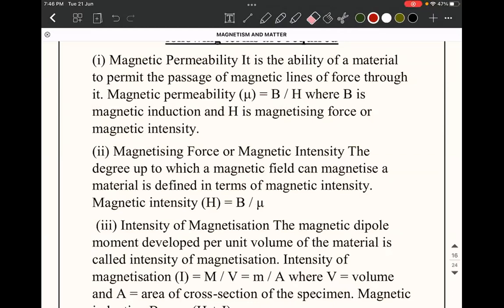Sir, Celsius temperature, I know. Curie's temperature. Curie's temperature is the temperature at which a ferromagnetic substance will lose its magnetism.